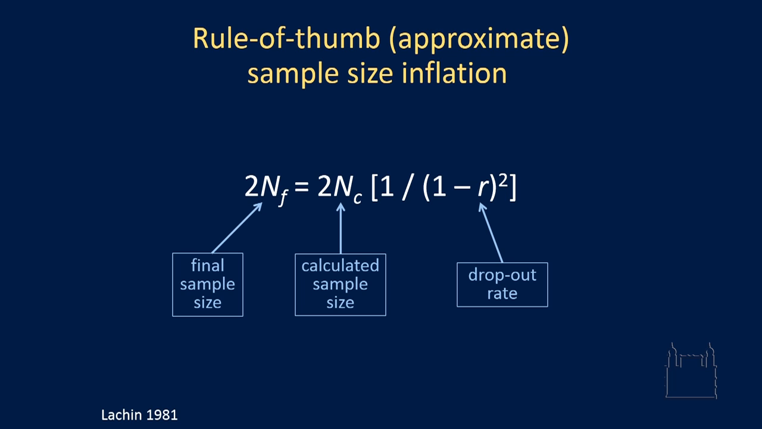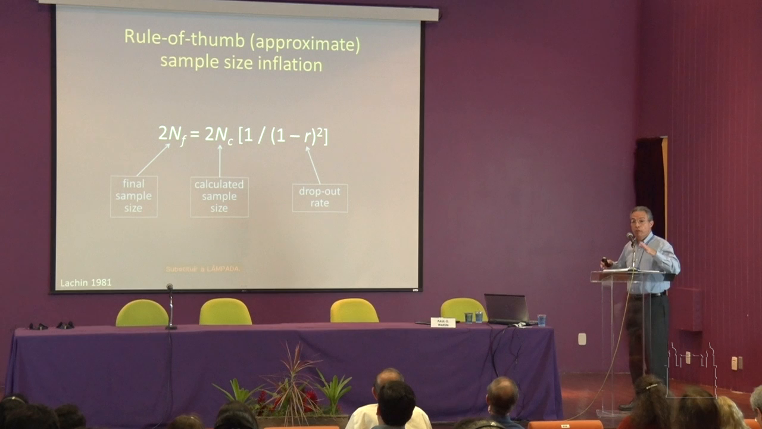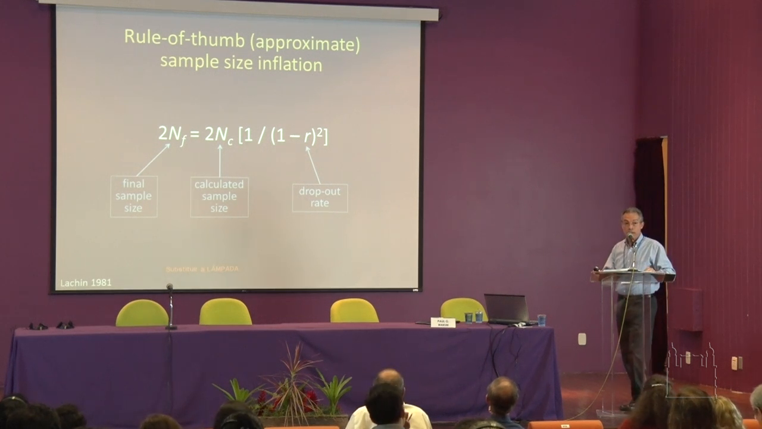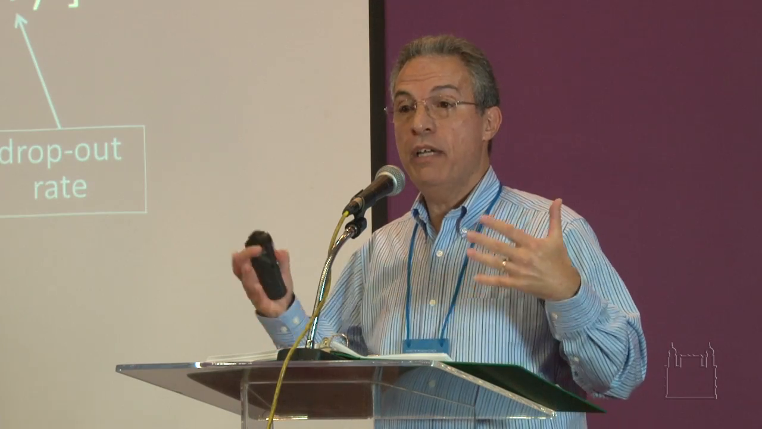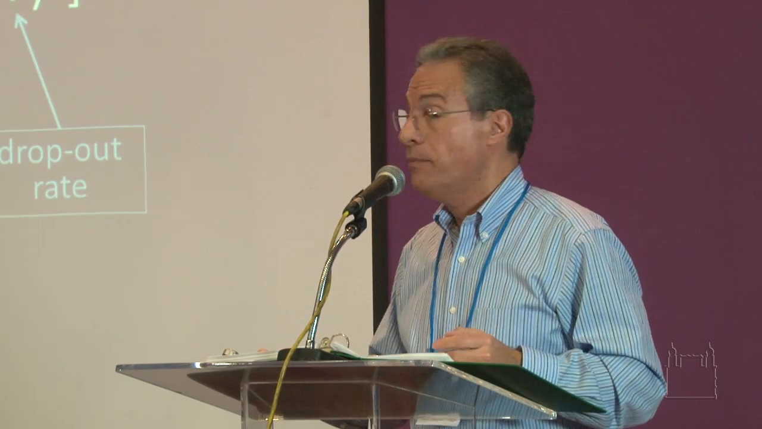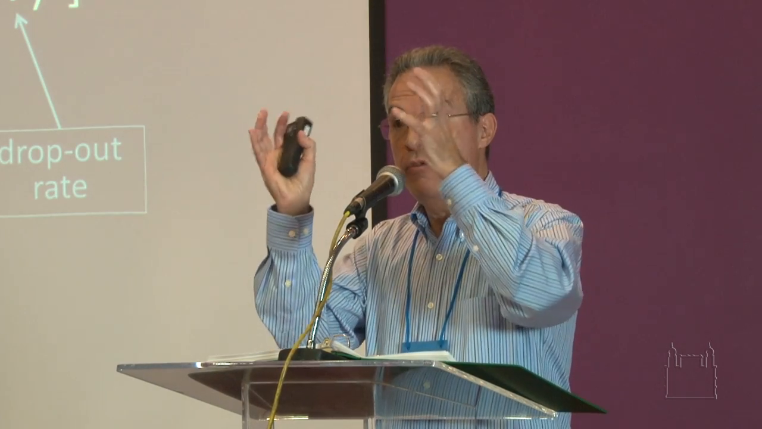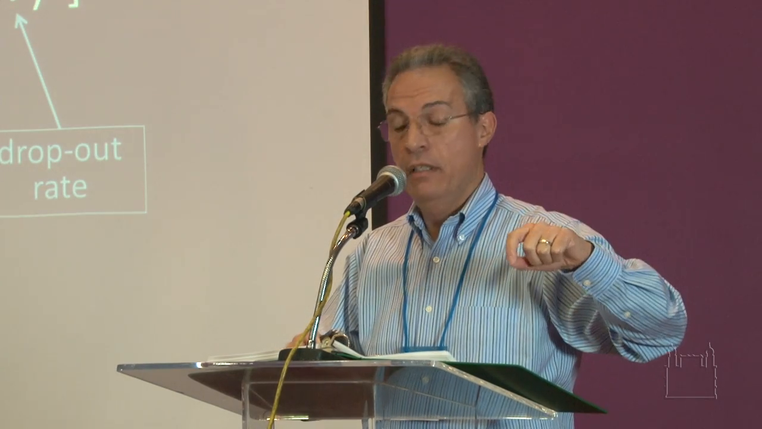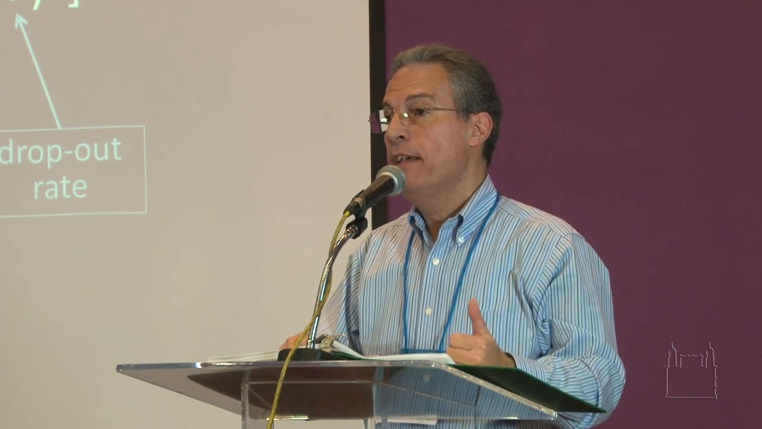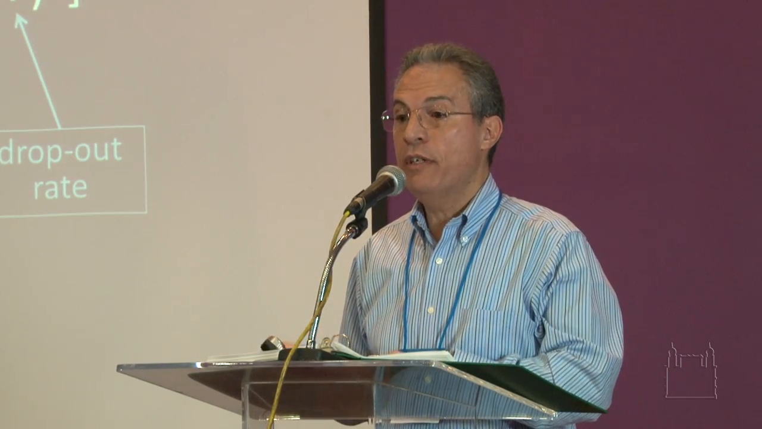This is the calculated N, from the formula. And this is a factor that you have to inflate the sample size by. You can see that if the dropout rate is anything but zero, that factor is going to be greater than one. The final sample size, N sub F for final, where C is for calculated from the formula, is going to be the calculated multiplied by something greater than one. It's a rule of thumb to use.